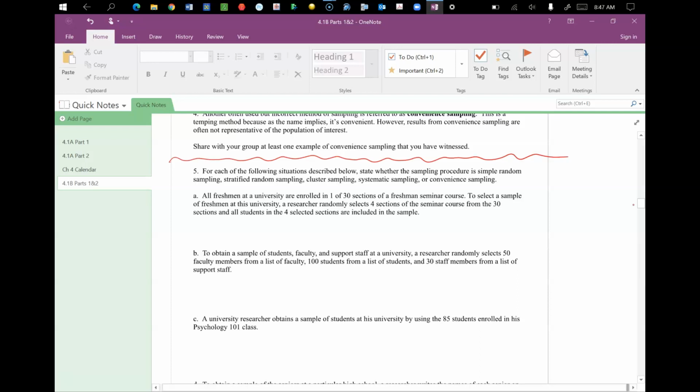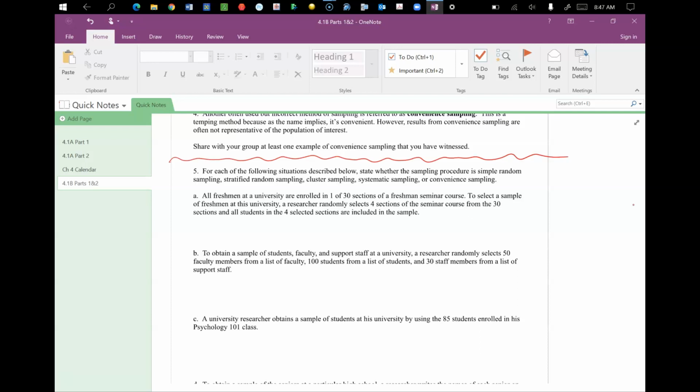So here's an example. All freshmen at a university are enrolled in one of 30 sections of a freshman seminar course. To select a sample of freshmen at this university, a researcher randomly selects 4 sections of the seminar course from the 30 sections, and all students in the 4 selected sections are included in the sample.